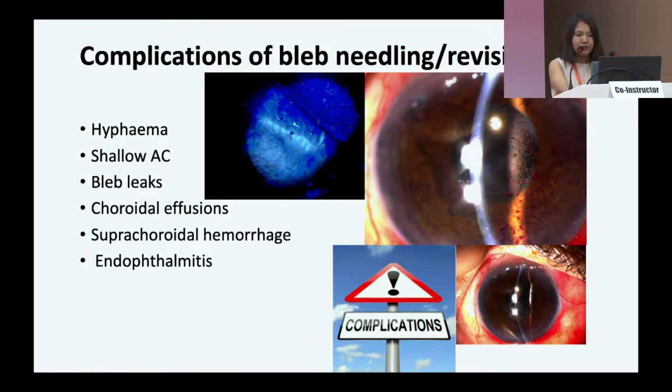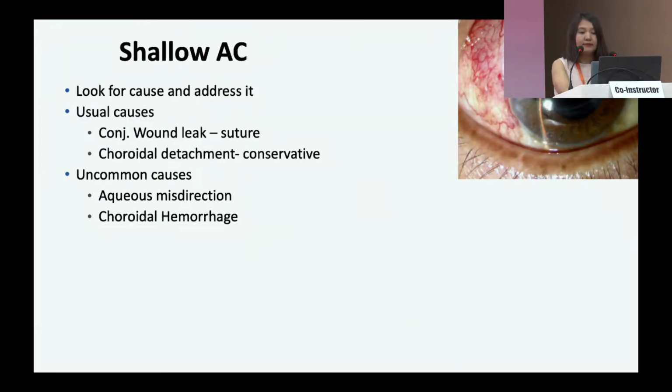I'll just touch upon a few complications of bleb needling and revision. Unlike a trab procedure, hypotony or chronic hypotony is not very commonly encountered, but yes, we do see hyphema, shallow AC, bleb leaks, choroidal effusions, and rarely suprachoroidal hemorrhages and endophthalmitis. When you see a shallow AC, you must think about the common causes, that is leak, most commonly conjunctival wound leak, or a choroidal detachment.